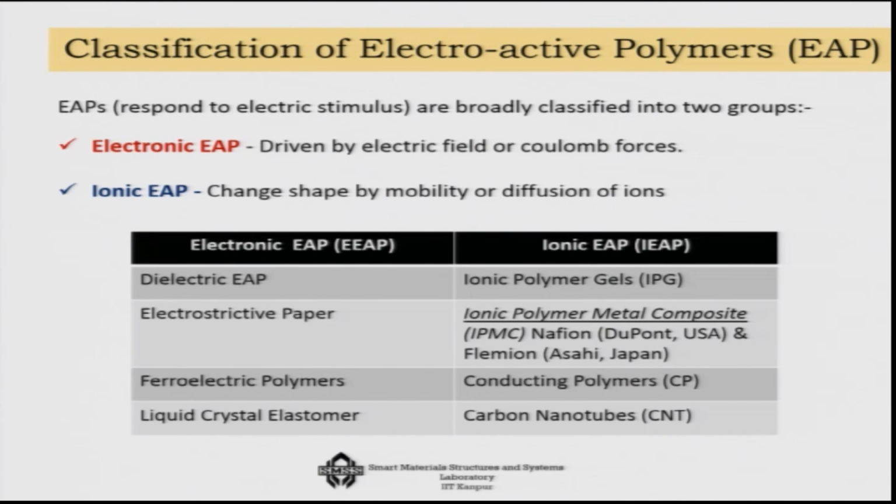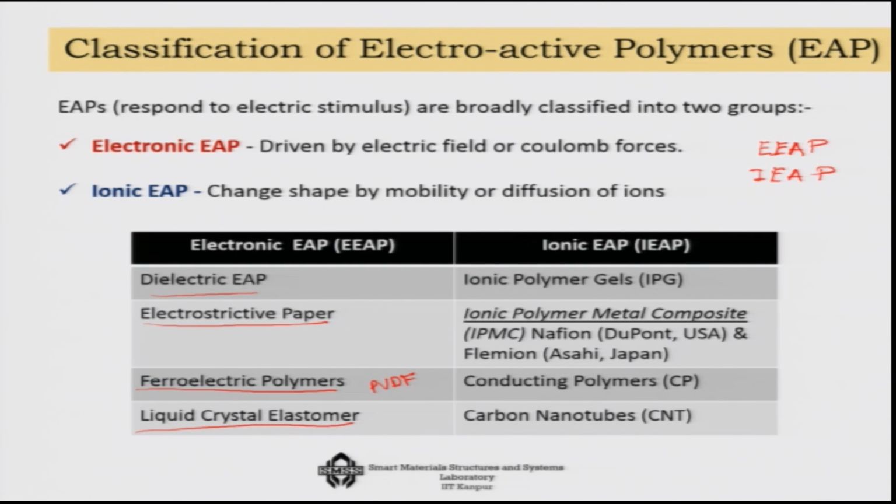Now, among the electroactive polymers or EAPs, we have two groups. One is called EEAP, that is electronic electroactive polymer, and another is called IEAP, that is ionic electroactive polymer. If you look at EEAP, typical examples are dielectrics or electrostrictive papers, ferroelectric polymers like PVDF, for example, I have shown you in one of the earlier classes, liquid crystal elastomers, these are all EAPs.